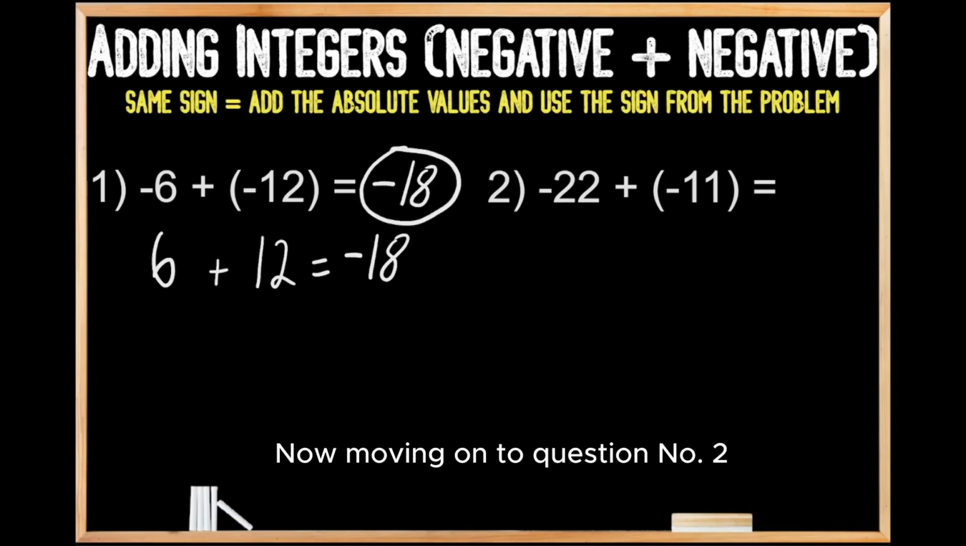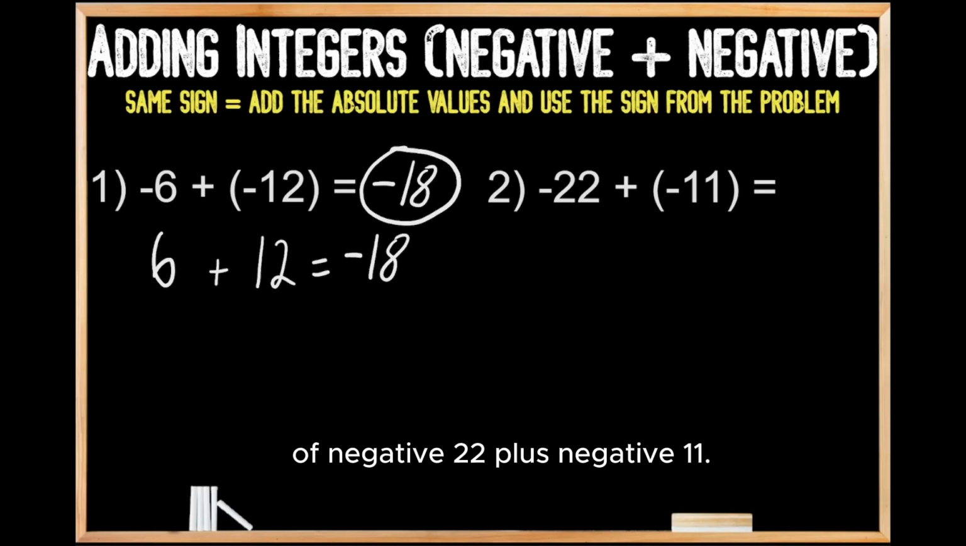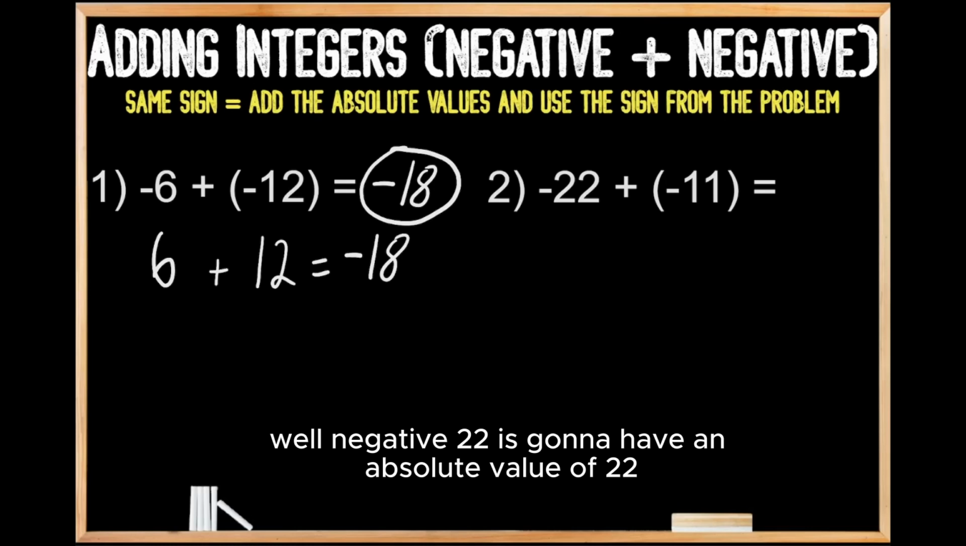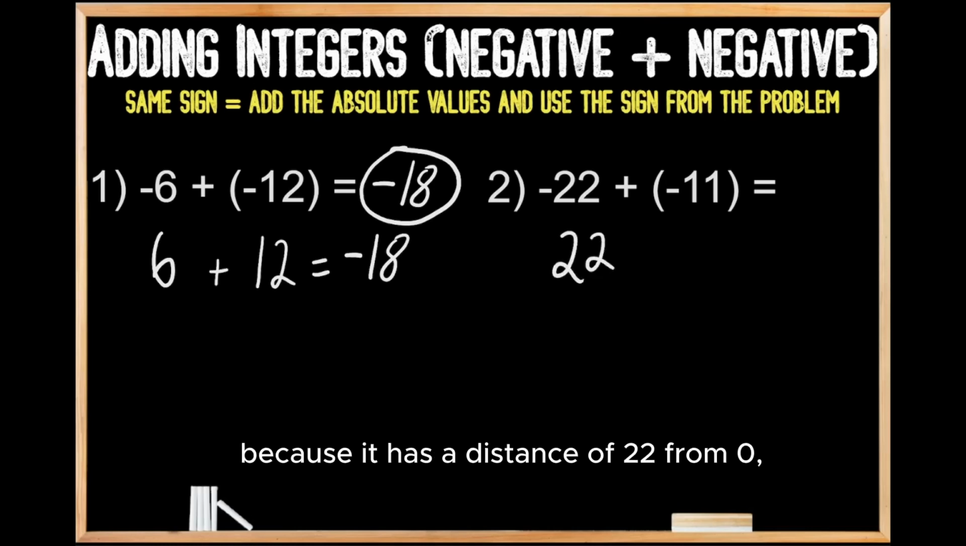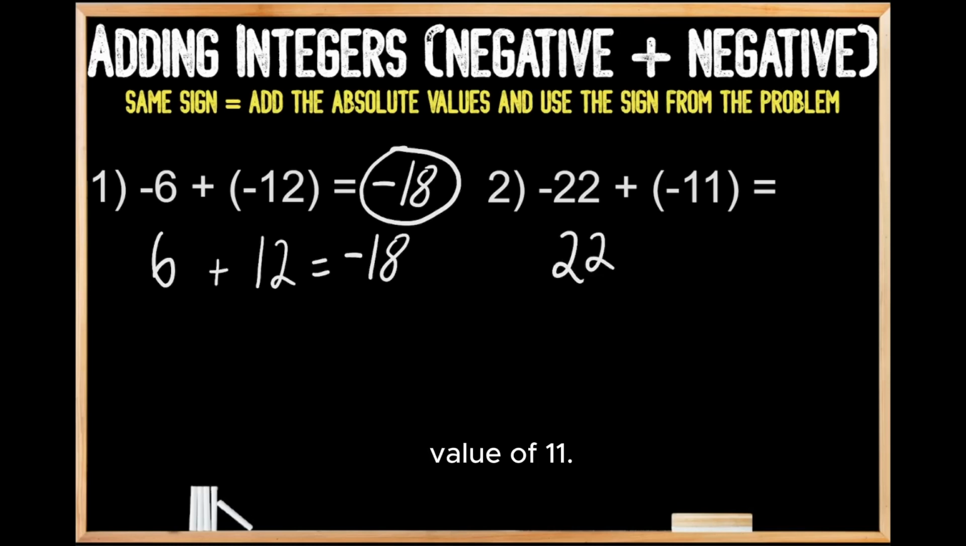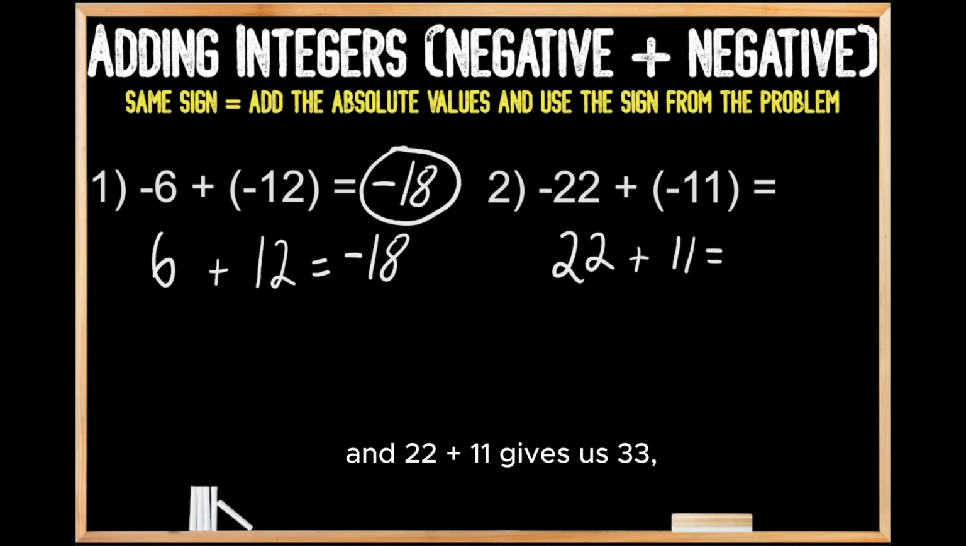Now moving on to question number 2, where this time we're being asked to calculate the sum of negative 22 plus negative 11. The first step is to figure out the absolute values of these two numbers. Well, negative 22 is going to have an absolute value of 22 because it has a distance of 22 from 0, and then negative 11 is going to have an absolute value of 11. Now we're going to add these two absolute values together, and 22 plus 11 gives us 33.